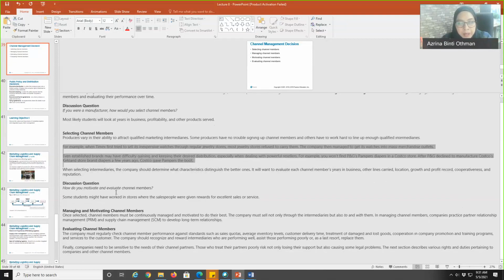How to manage? Once you dah choose, once you select, you must continuously. Nampak perkataan tu continuously manage. Kena sentiasa manage. Kena sentiasa motivate, so that they will work hard. They will work with their own level best. So the company must sell not only through the intermediary but also to and with them. Company, manufacturer, producer tak boleh jual melalui intermediaries. Tak boleh. Oh, saya jual produk and service ni melalui intermediaries. Itu saja. That's it. Tak.